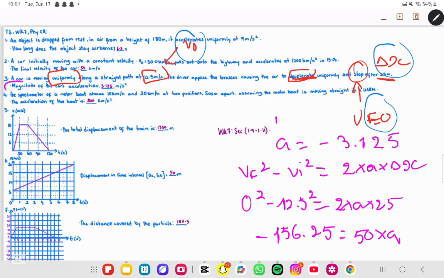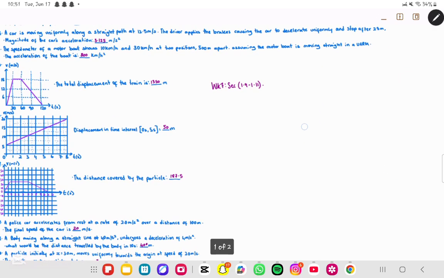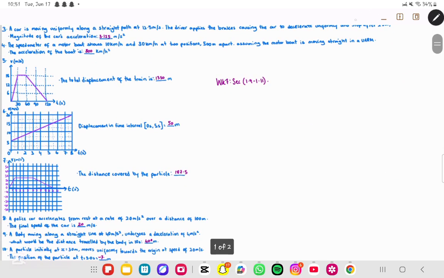But they want what? They want the magnitude of the car's acceleration. So since we have it negative and they want the magnitude, we will put it in absolute value. So it will be the absolute value of minus 3.125, so it will be 3.125 meters per second squared. We'll move on to question number 4.